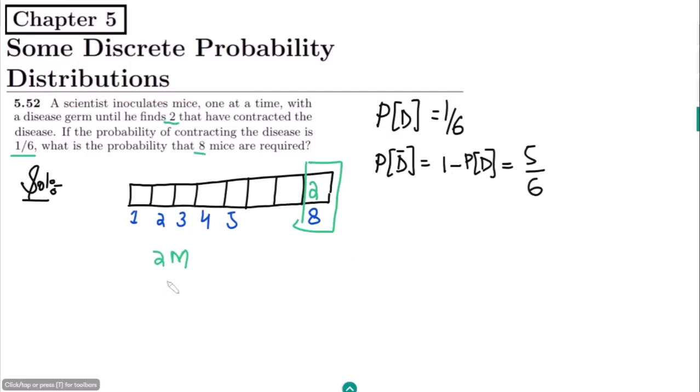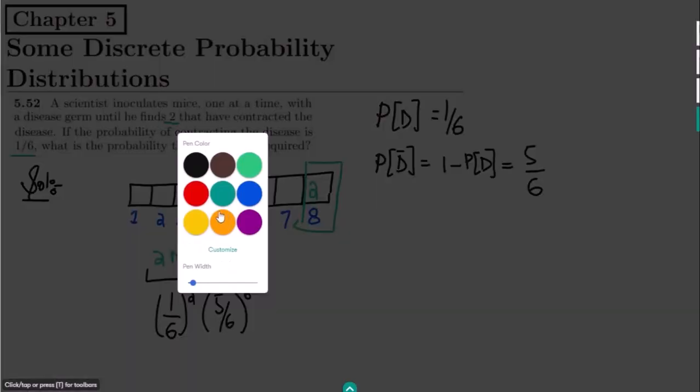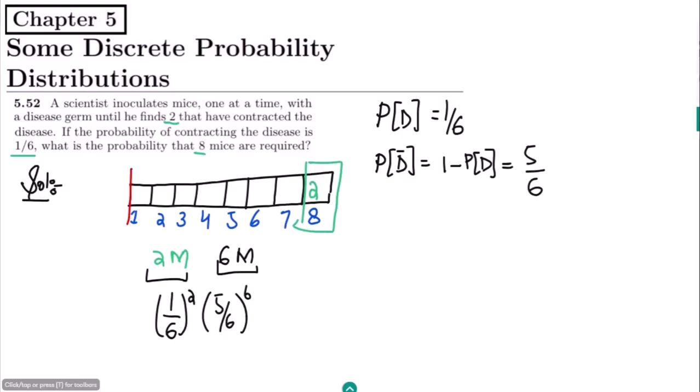As 2 mice here have the disease, while the remaining 6 mice will not have the disease, the answer would be 1 by 6 raised to the power 2 and 5 by 6 raised to the power 6. This is for only one combination, but here we can see that we have this is 6, this is 7. Here we have these 7 slots.